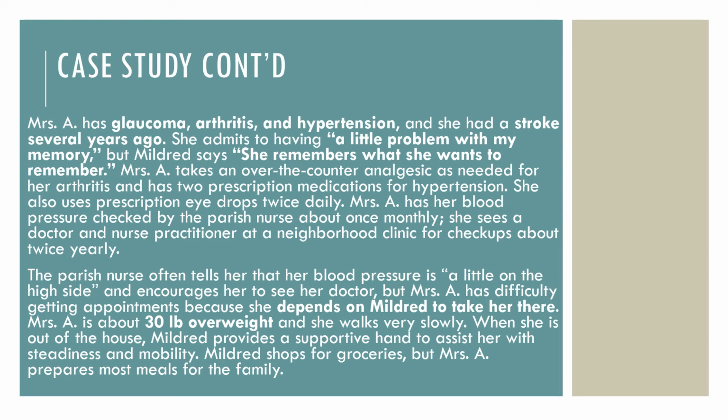Mrs. A is about 30 pounds overweight, and she walks very slowly. When she is out of the house, Mildred provides a supportive hand to assist her with steadiness and mobility. Mildred shops for groceries, but Mrs. A prepares most meals for the family.